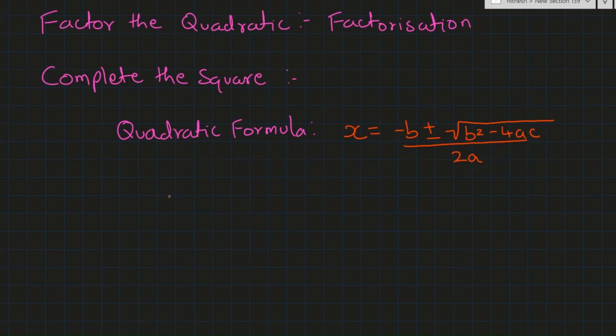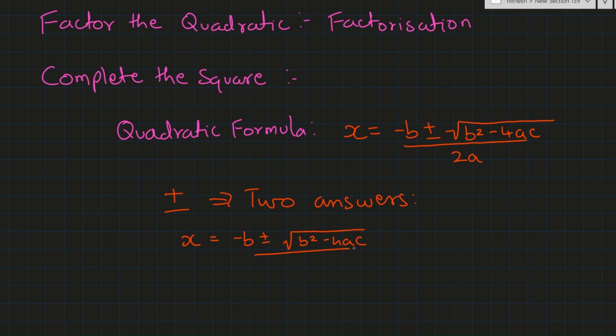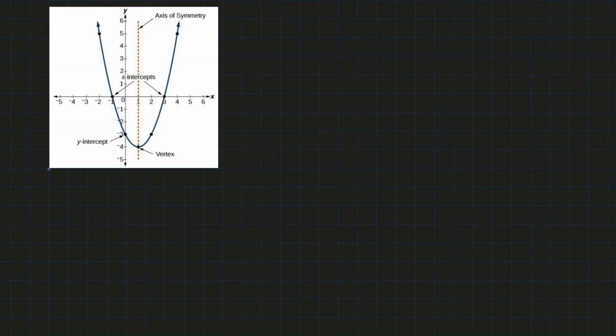Over here, the plus and minus represents two values, that is roots. We can also write x is equal to minus b plus under root b square minus 4ac, and also x is equal to minus b minus under root b square minus 4ac upon 2a. As we know, there are two solutions of x.